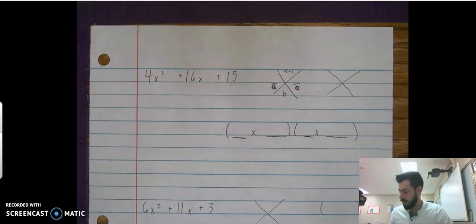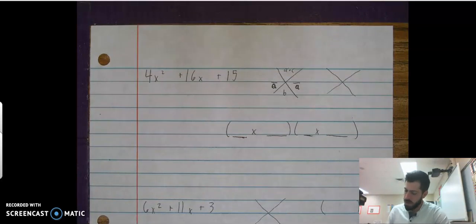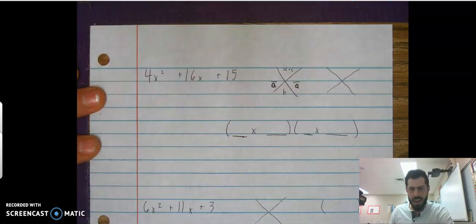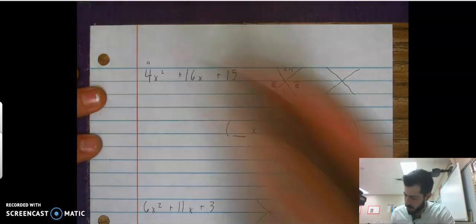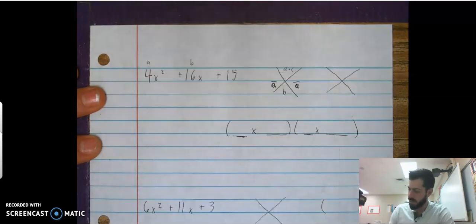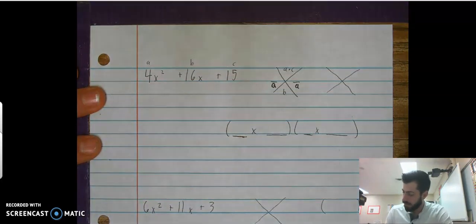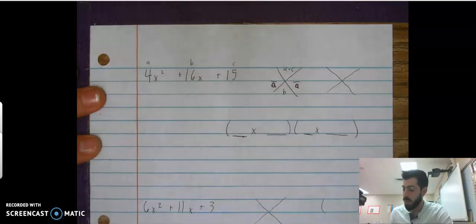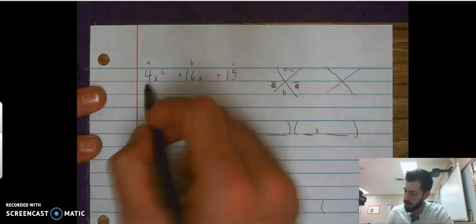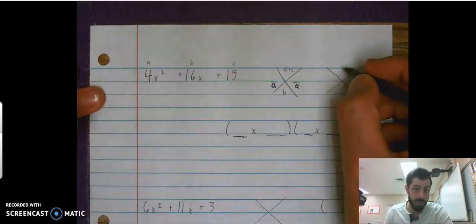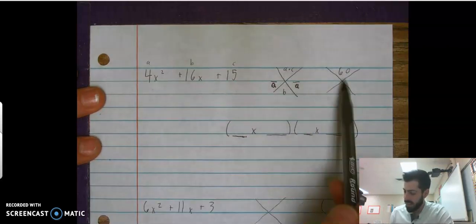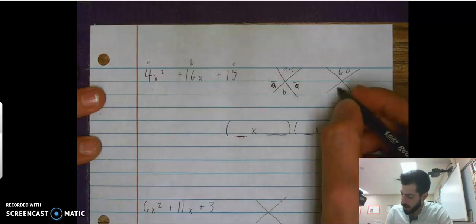All right, so demo problem already set up for you. We have 4x squared plus 16x plus 15. We should by now, I would hope, realize that A is the first coefficient, B is the second coefficient, and C, in this case for a quadratic, is the constant at the end. What we need to do is find two numbers that when we multiply them together, they give us the product of 4 and 15, which product means multiplication. So 60, because 4 times 15 is 60. And then when we add them together, they give us 16.